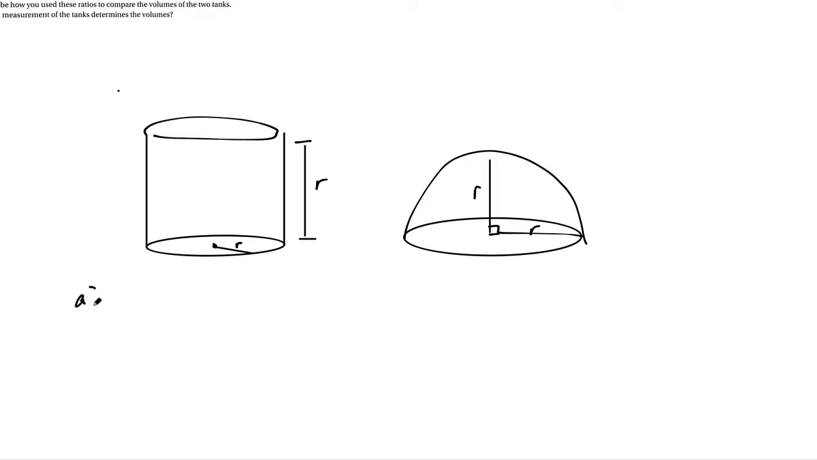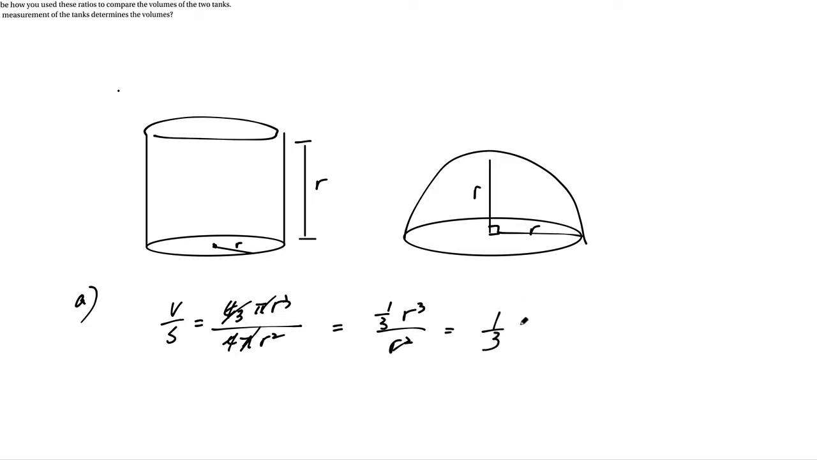For part A, we want to simplify an expression for the ratio of the volume of the hemispherical tank to its surface area. So that's volume over surface area, which is 4 over 3 pi r cubed all over 4 pi r squared. So the 4 gets reduced to give 1 over 3 r cubed over r squared. That gets reduced. 3 minus 2 is 1. So that's the ratio.